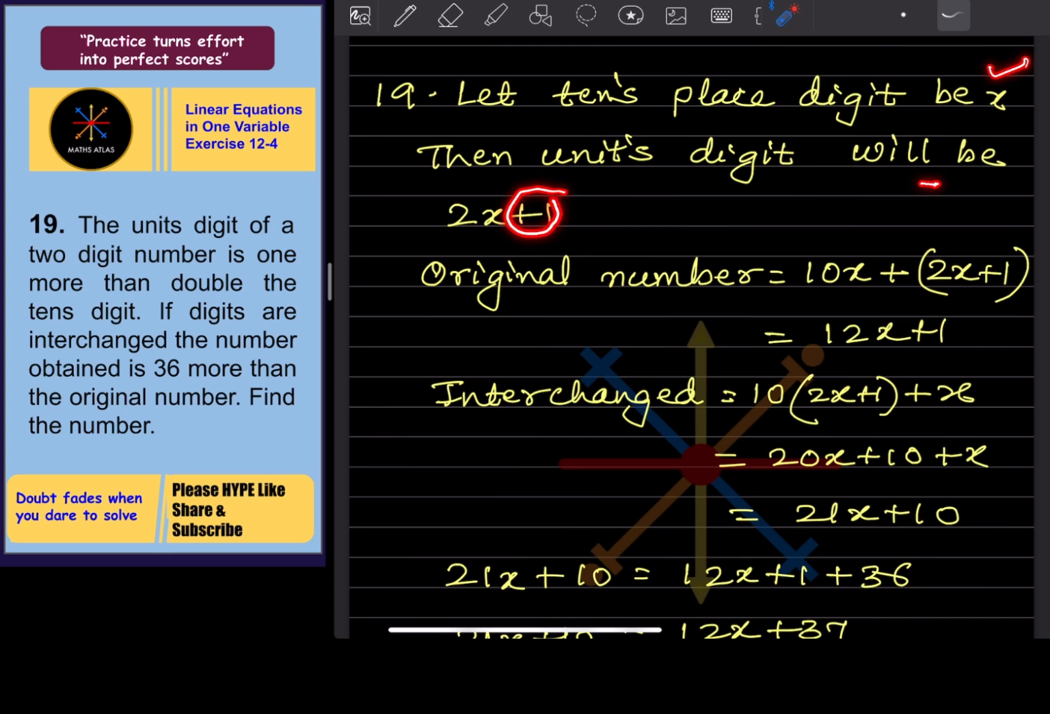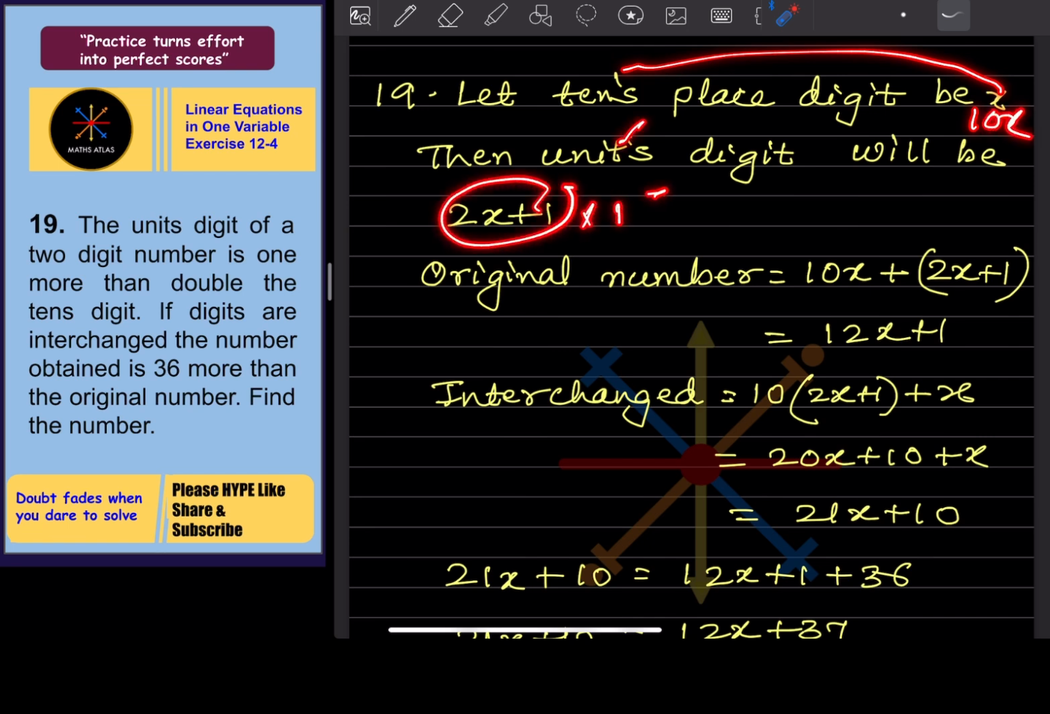So what is the tens digit? Tens digit is x, so double of it is going to be 2x. And 1 more means plus 1. Just write this carefully. So double of it is going to be 2x, and 1 more means plus 1. So the original number is going to be 10x, and the unit place means 1.